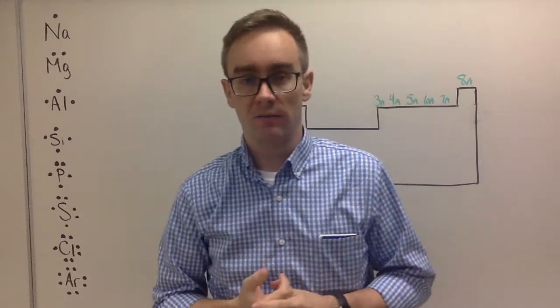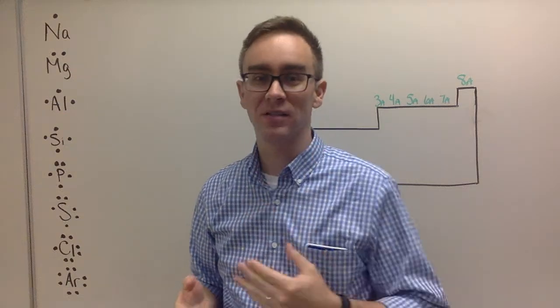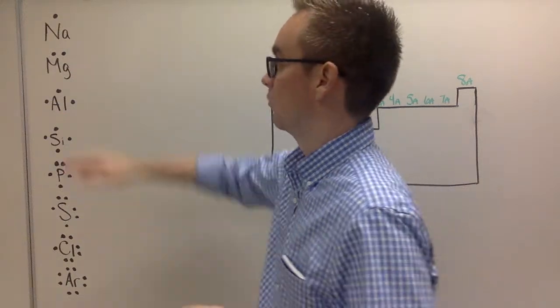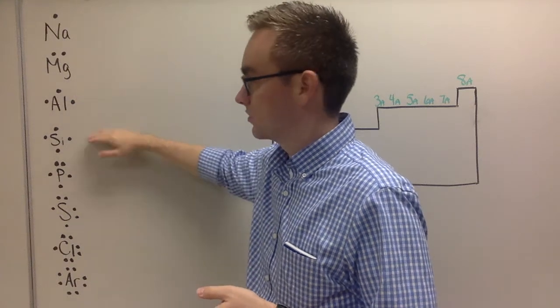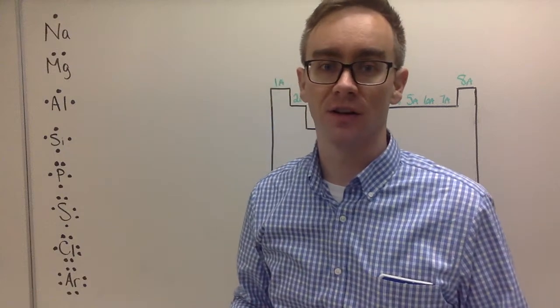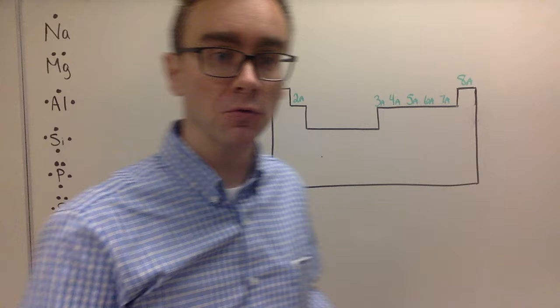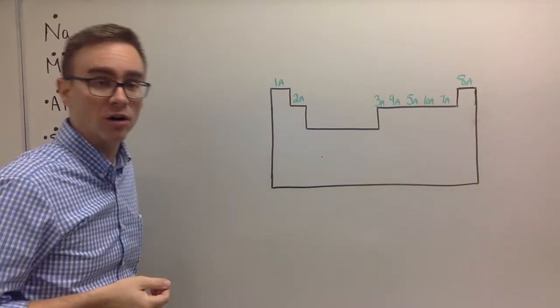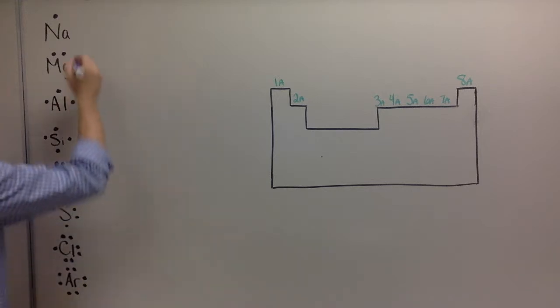We already know that there's a trend across from left to right on the periodic table based on valence electrons. 1A has 1 valence electron, 2A has 2, 3A has 3, and so on until 8A, where we have a full outer energy level. That's going to relate to our octet rule and our full charges when we get there. So just going through this relatively quickly here.